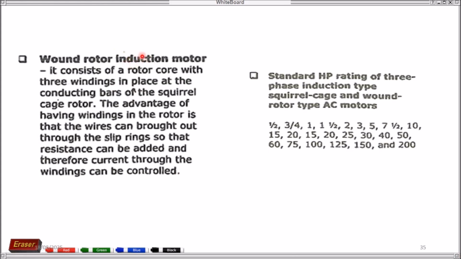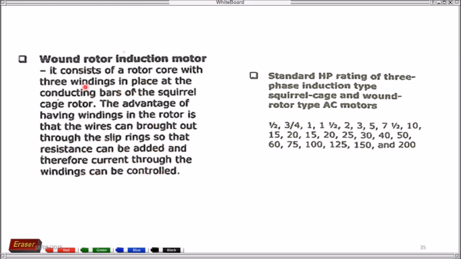So the first type will be the wound rotor induction motor. So it consists of a rotor core having 3 windings in place of the conducting bars of the squirrel cage rotor. So the advantage of having windings in the rotor is that the wires can be brought out through the slip rings so that resistance can be added, and therefore the current through the windings can be controlled.